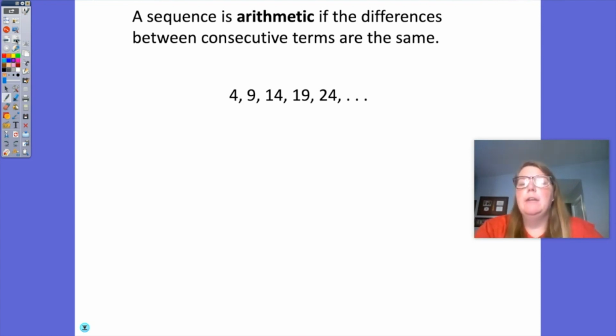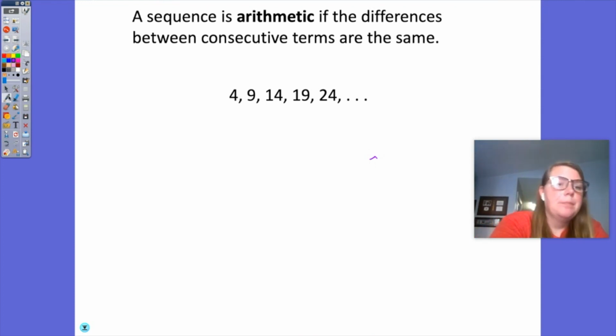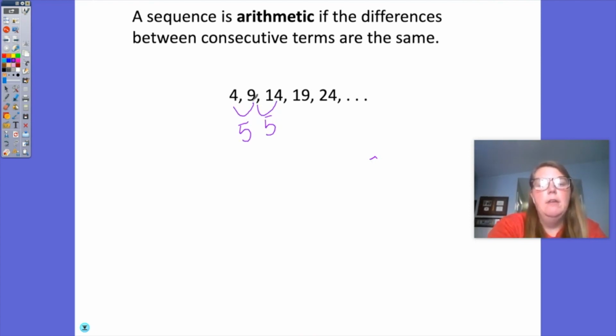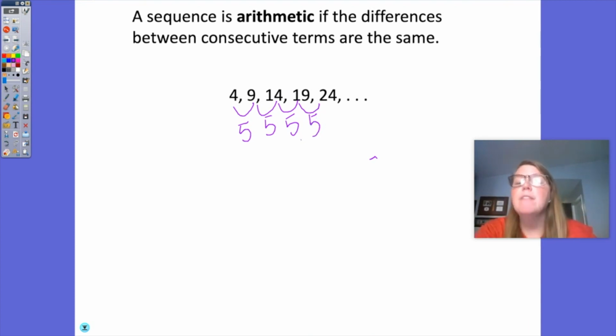So 4, 9, 14, 19, 24. So the pattern here is that every single time we get the new number, it is increased by 5. From 4 to 9, we increase by 5. From 9 to 14, we increase by 5. 14 to 19, and 19 to 24. Each time they're increased by 5. So because that's a constant number of increase or decrease, this is considered an arithmetic sequence. There are obviously other types of sequences that we'll look at in a little bit.